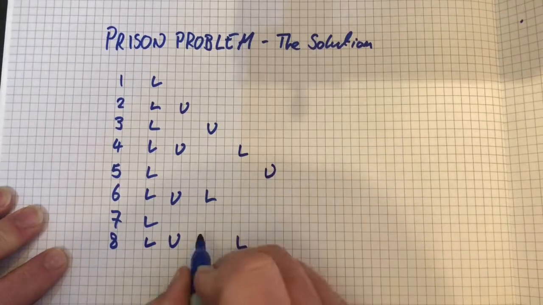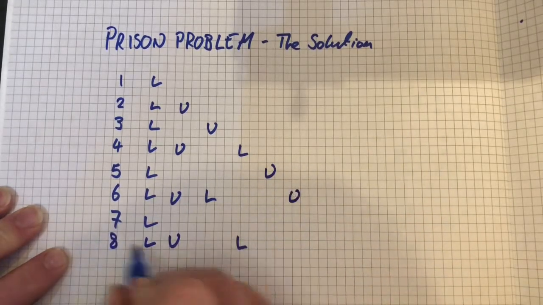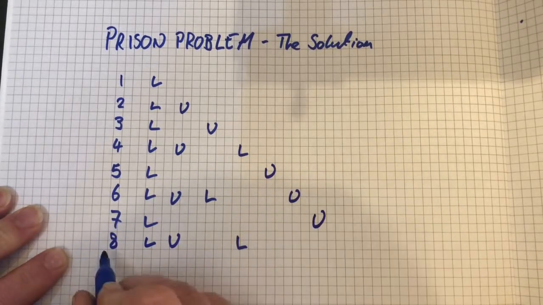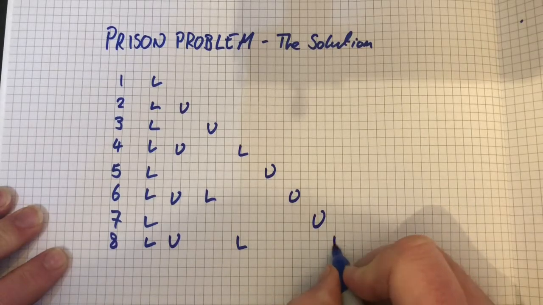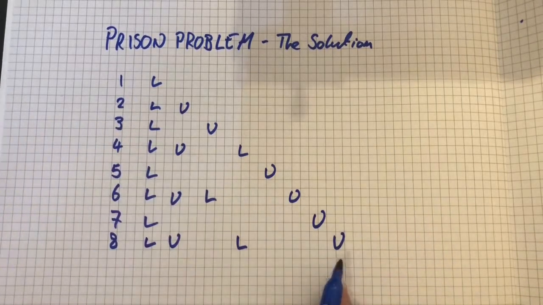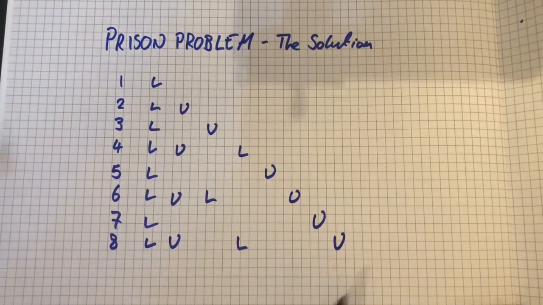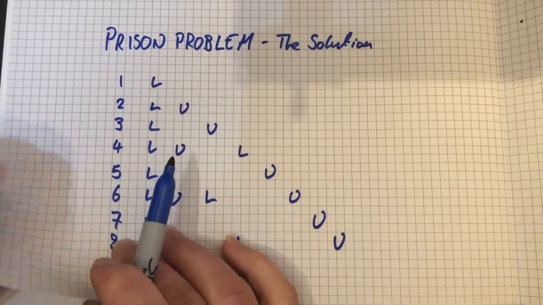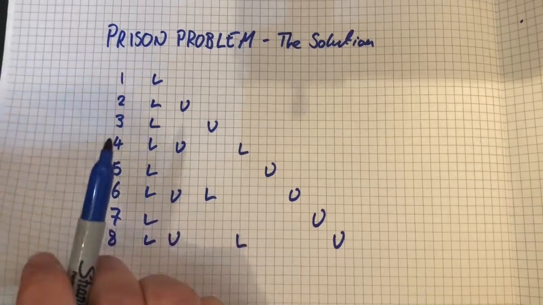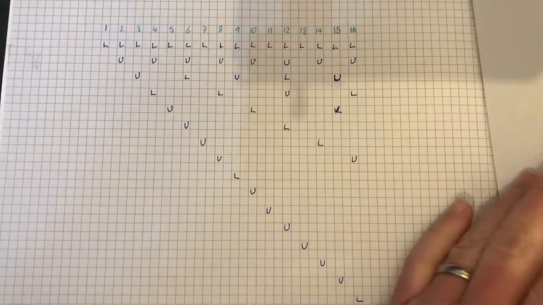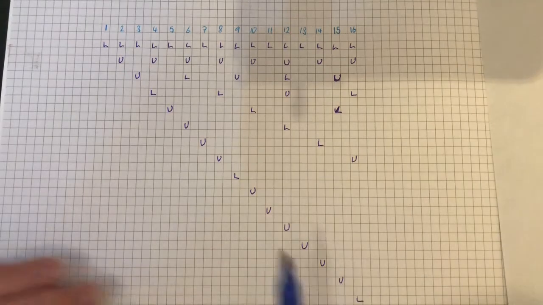5 would get unlocked. 6 would then get unlocked. 7 would get unlocked. 8 would then get unlocked as well. So of the first 8 prisoners, 2 have been locked up and 6 haven't. Now, what I'm going to do is take you to a bit of an extended version of this. Now, this is for the first 16 cells.